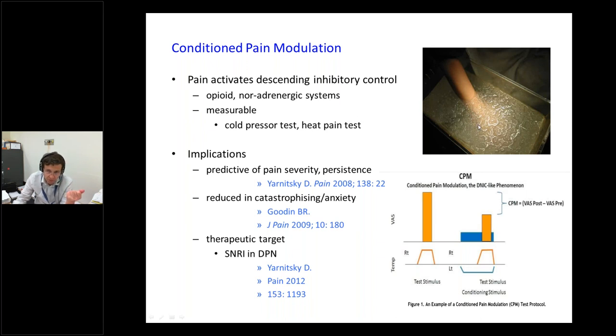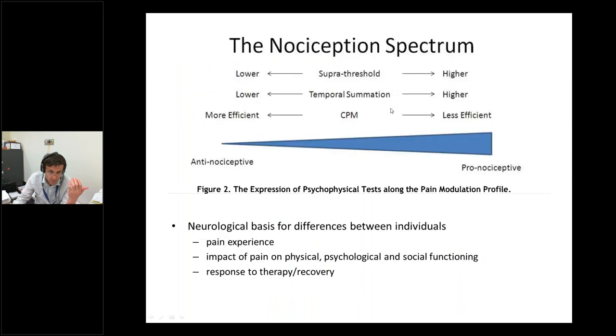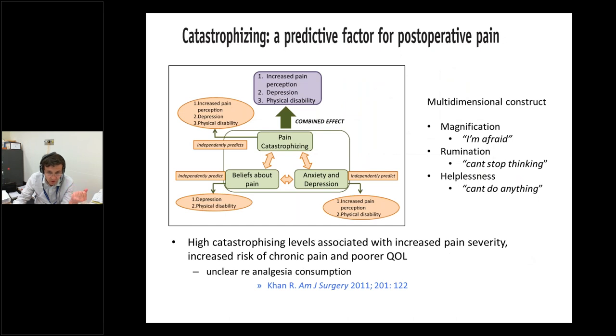You can actually train it out of people by abusing them as children, and so people with childhood trauma often, or torture victims, have a lower ability to downregulate their brain systems, downregulate nociception. So we like to know theoretically what their nociceptive spectrum is. So if your baseline is higher, your ability to upregulate is higher, and your ability to downregulate, called conditioned pain modulation, is weaker, you're pro-nociceptive and you're more likely to develop chronic pain. Catastrophizing, as mentioned, appears to work at least partly through these mechanisms.